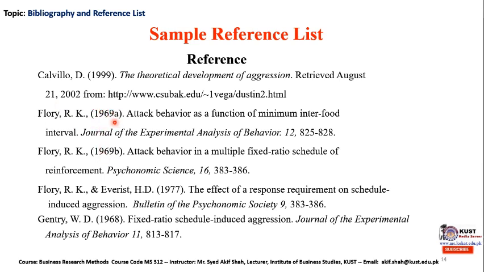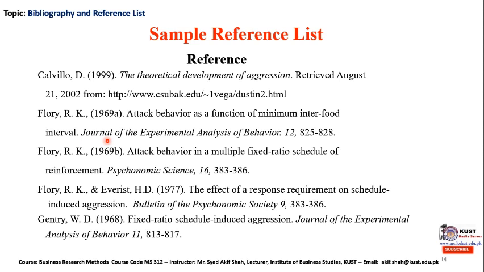So therefore, with the first paper, the paper which Flory has published first, there is A mentioned as a subscript of the year. And the next paper in the same year, which Flory has published, there must be B as the subscript of the year. So this A represents the first publication in 1969 by Flory, and this B represents or depicts the second publication of Flory RK in 1969.